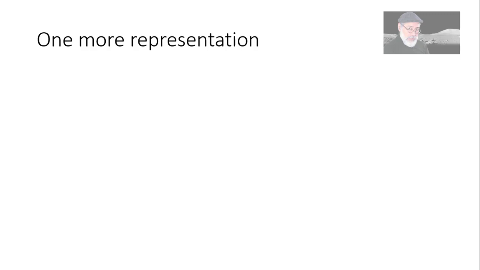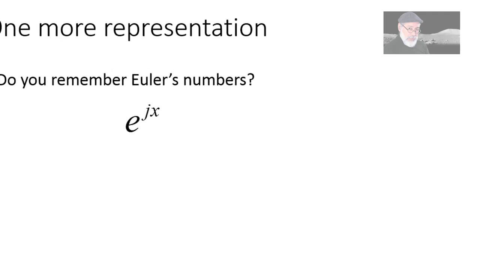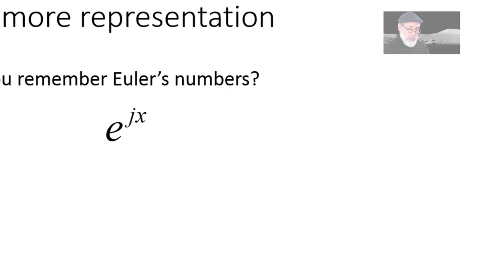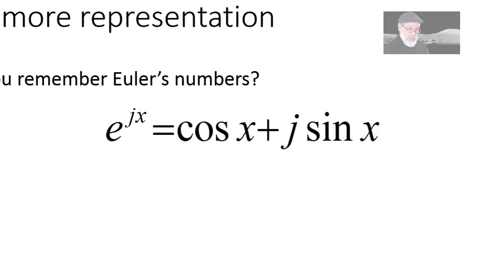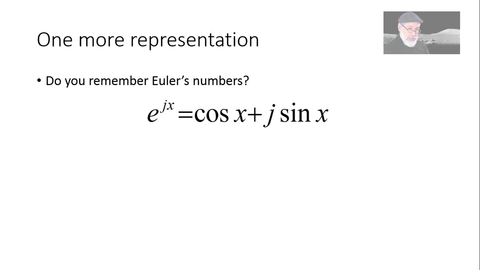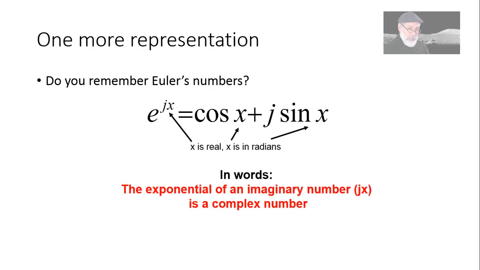One more representation, sure. Do you remember Euler's numbers? I'm pretty sure you do. Whenever you find the exponential of an imaginary number jx, what you get is a complex number written like this: cosine x plus j sine x, a complex number. Of course, for that expression to make sense, x has to be given in radians. Absolutely. Well, in other words, the exponential of an imaginary number jx is a complex number. Let's see what other conclusions we can extract from that definition.